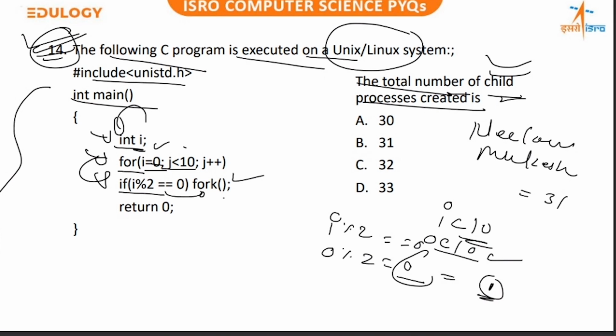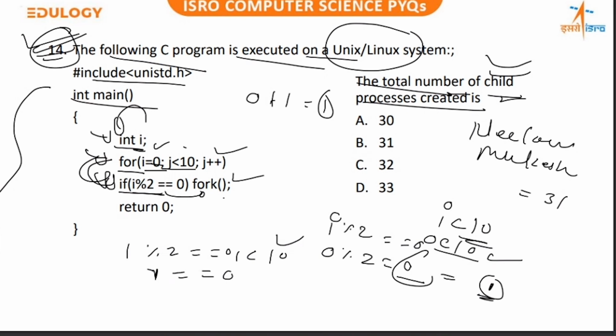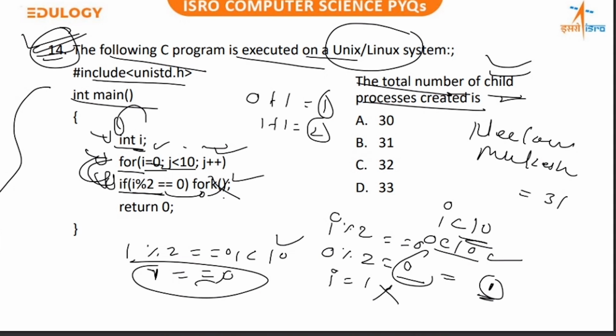Now what will happen? i will be increased by 1, so 0 plus 1 equals 1. Now 1 is less than 10, the condition is true, and we enter the loop. Now we check 1 modulo 2 equal to 0. No, it is 1, which is false. So fork will not execute for i equal to 1. Then i is again increased by 1, so i becomes 2.